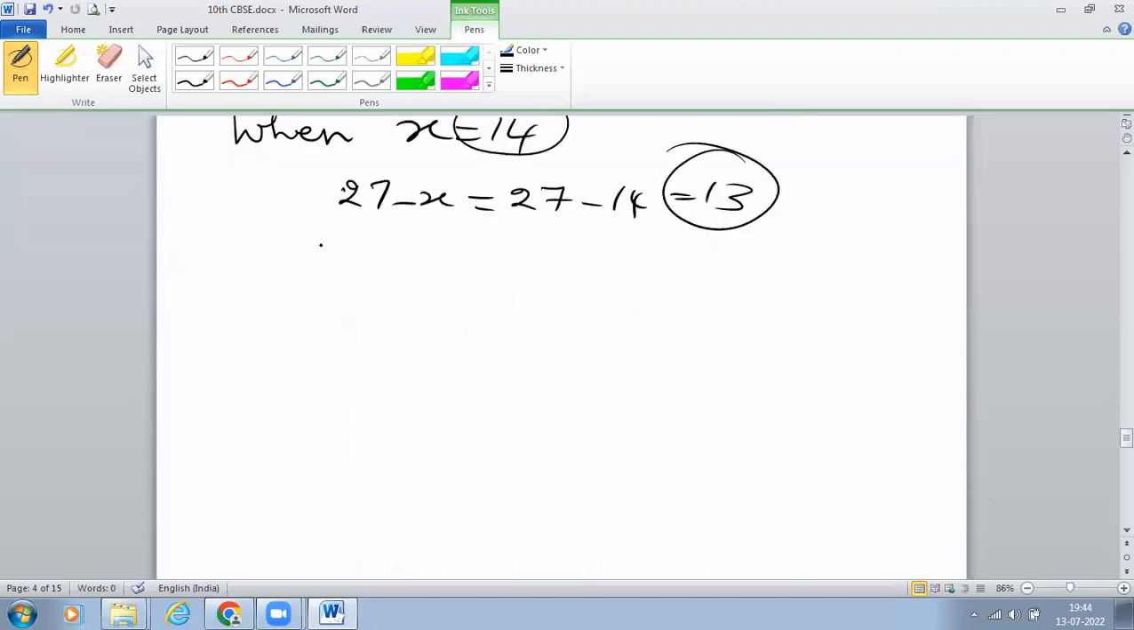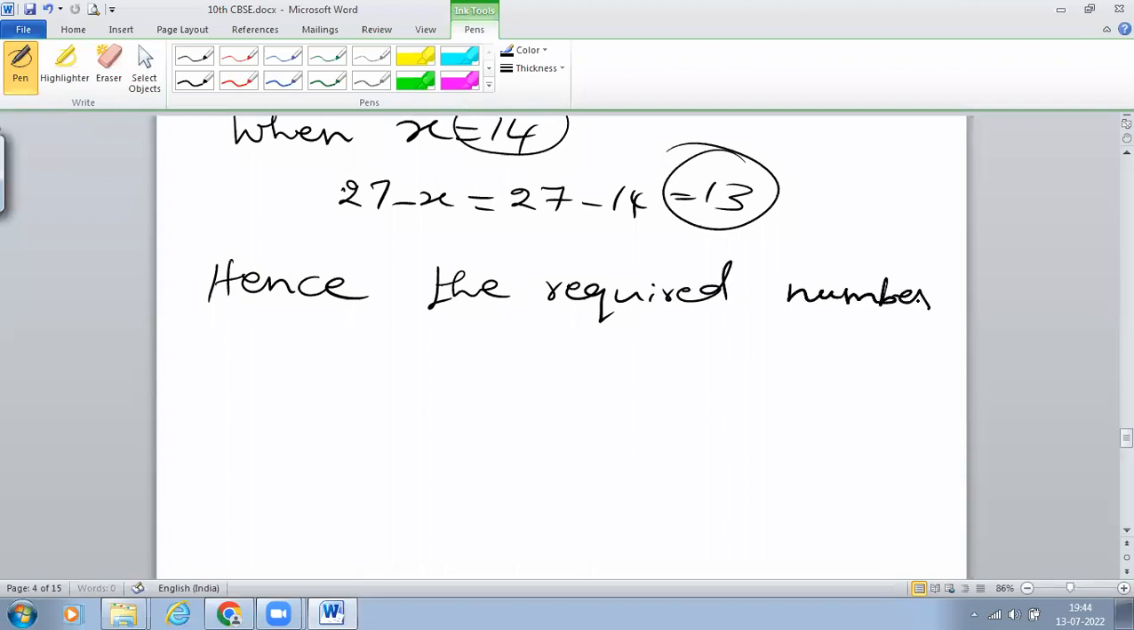So in general, we can say, hence the required numbers are, what are the numbers? 13 and 14. Very good. The required numbers are 13 and 14. When you add these two numbers, you will get 27, and when you multiply these two numbers, the product will give you 182. That's it. So this is the answer for this question.